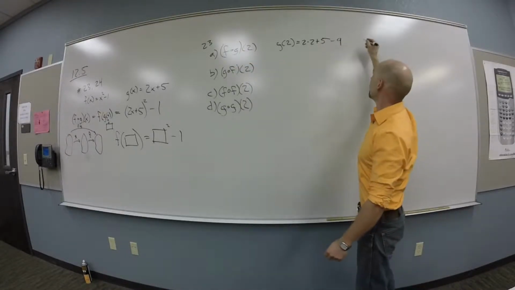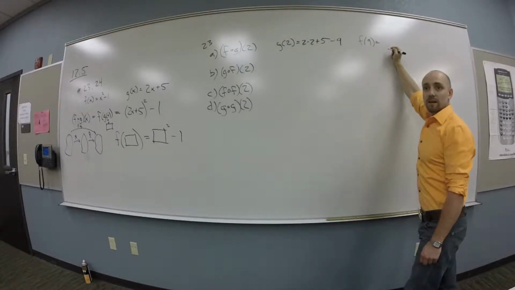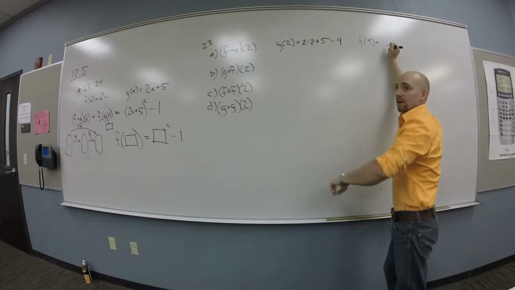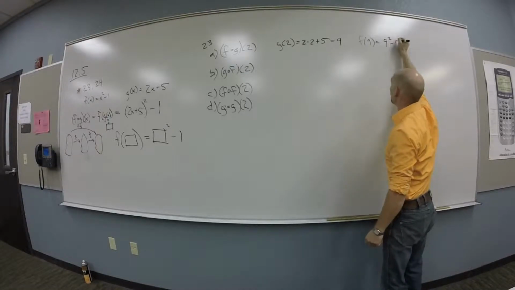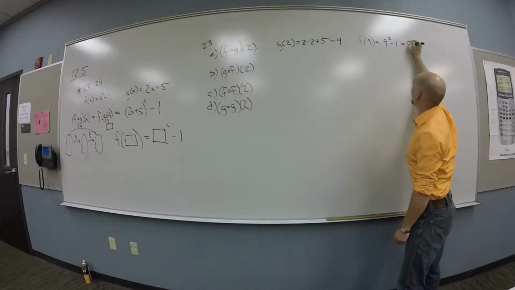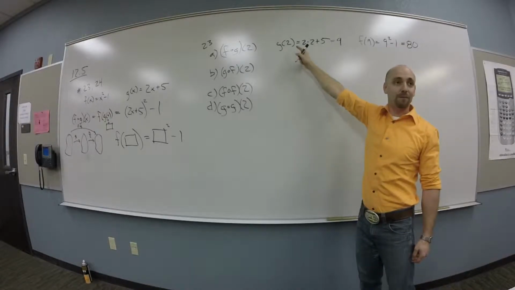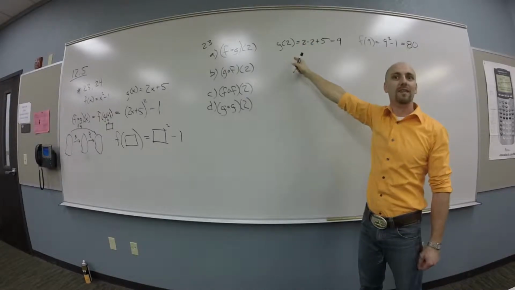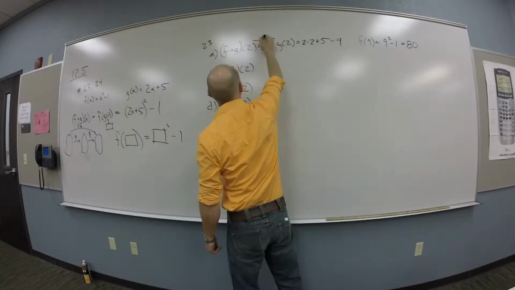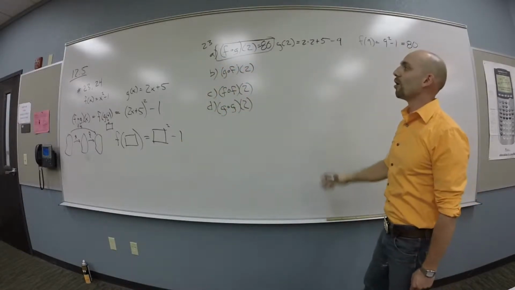So I did g, and then I'm wondering, okay, what's f of 9? f of 9 is 9 squared minus 1, which is 80. Okay, now I did f of g of 2, right? So I got 80 for this one. So that's A.